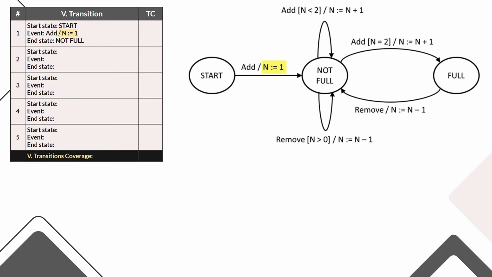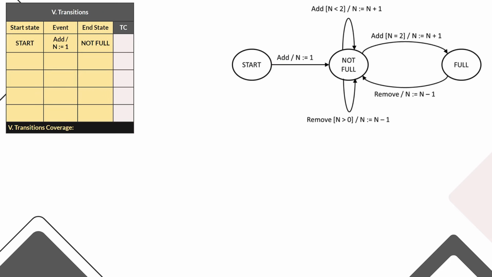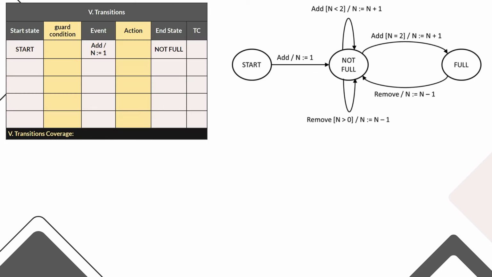Let's figure out what n equals 1 means. For a better understanding, we suggest changing our table a little. To begin with, let's create 3 separate columns: start state, event, and end state. This will help us visualize this complicated theory. Then, let's add two more columns. One will be a guard condition, the other will be an action. The guard condition will be before the event because this is the condition under which the event can begin. And the action will be after the event because it's the result of the event.